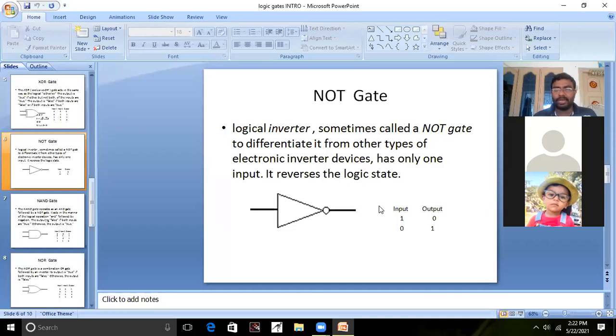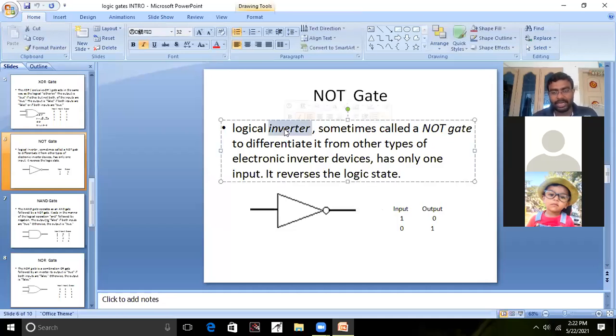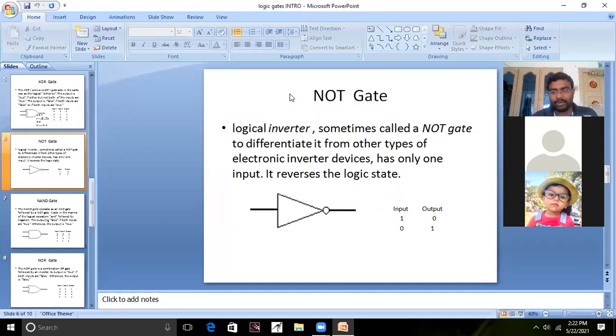It will try to invert the inputs. That's why it is called inverter gate. And this inverter gate is also called NOT gate, and it will have only single input and single output. Guys, now I told you 3 gates which are called basic gates: AND gate, OR gate, NOT gate.